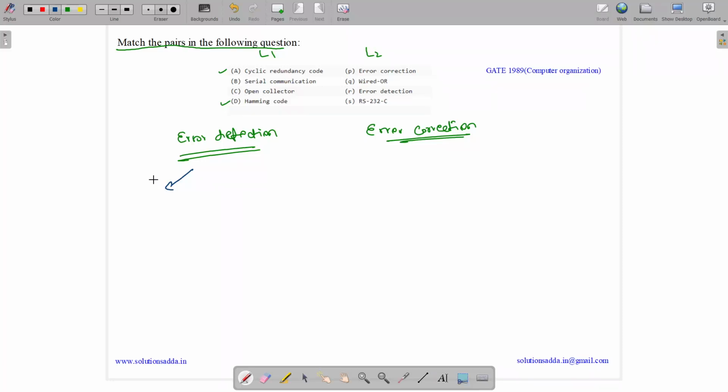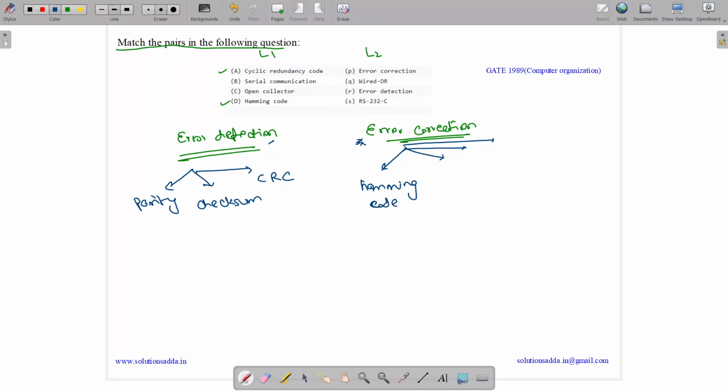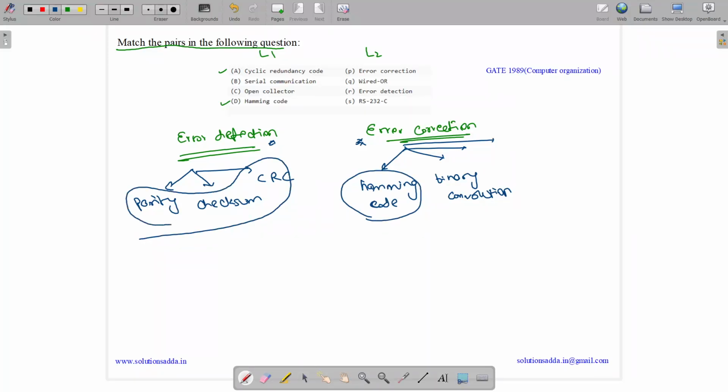So in GATE syllabus, error detecting methods can be our parity methods. We have odd parity and even parity method. We have checksum method, and we have CRC, which is cyclic redundancy code method. And error correction methods are of various types, but in GATE we have only Hamming code method. So what it does, it also corrects the error which had occurred, and the others only detect whether there is an error or not. There are other types too, like binary convolution and many others, but as far as GATE is concerned, only Hamming code, parity, checksum, and CRC are concerned.